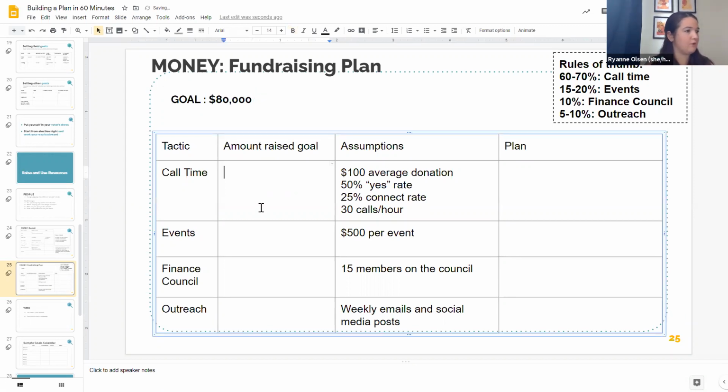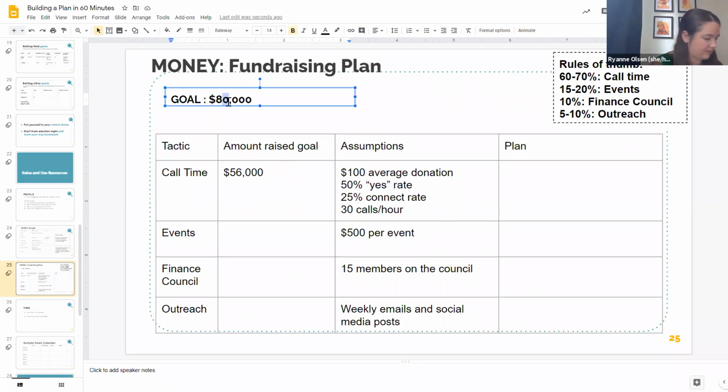Using a bit of this rule of thumb, we'd need to raise about $56,000 through call time. Sorry, I'm going to bump it up a bit, $84,000.